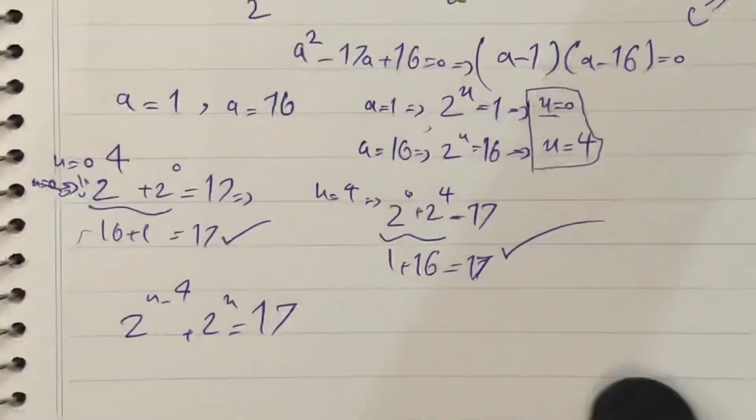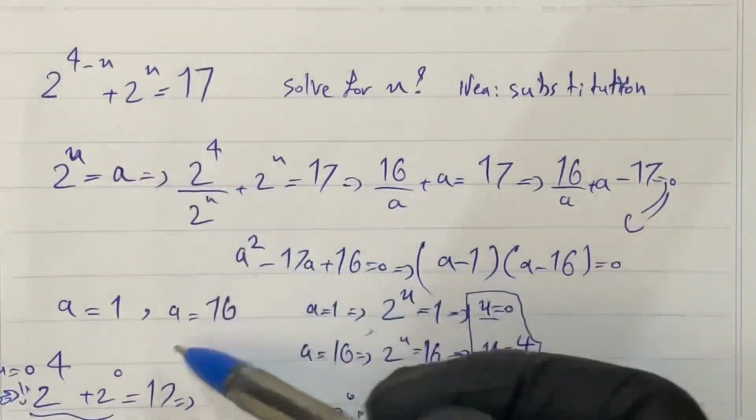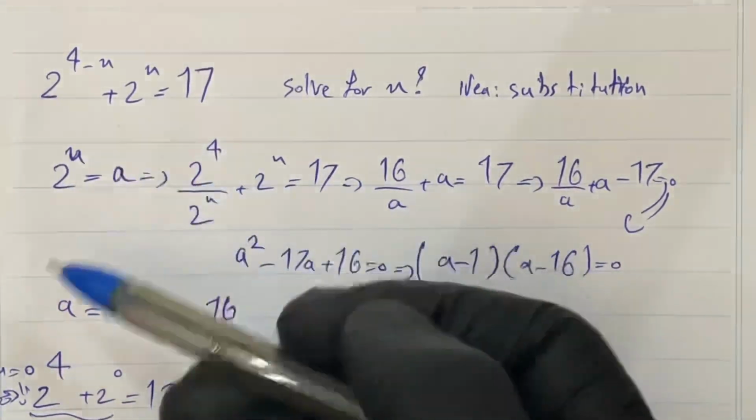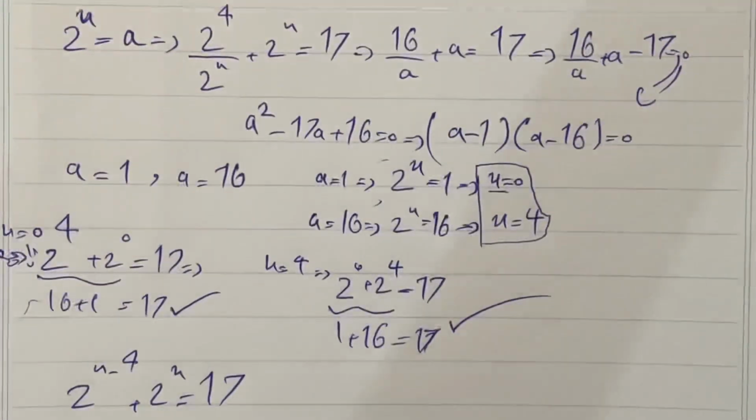So our main idea was a substitution, because we couldn't prove that it's strictly increasing, or prove that there is only one or two answers, so we had to just solve it. And so that was it.